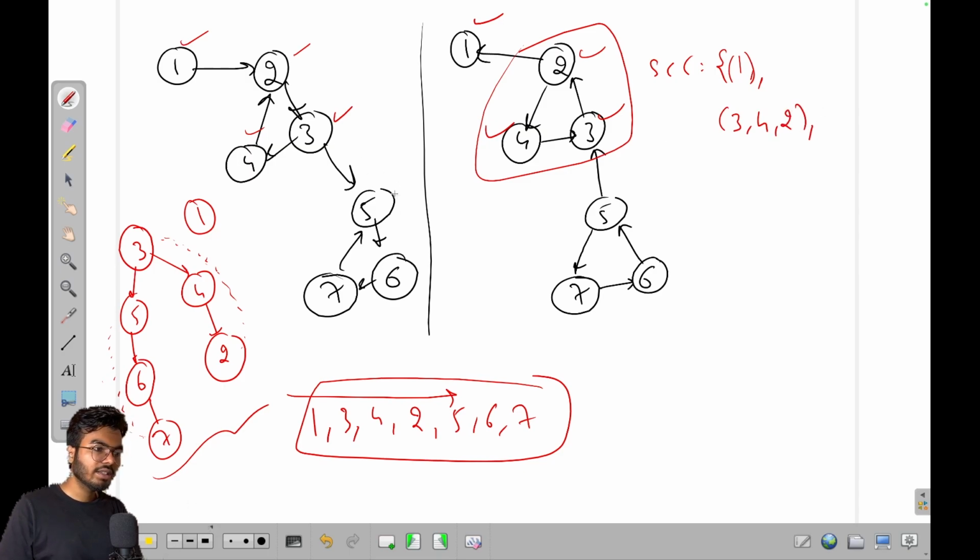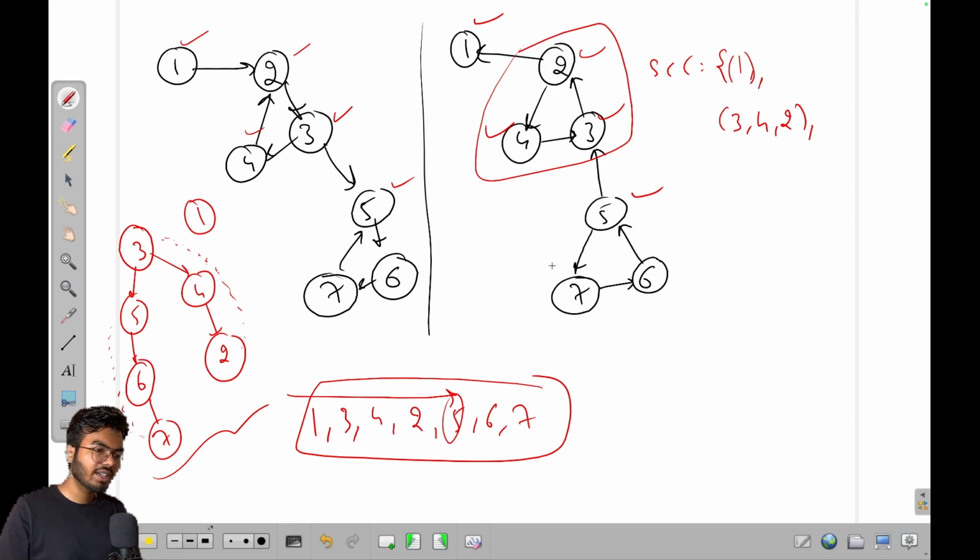Now I will reach 5. So now the next node is 5. Because these are already visited, DFS will skip them. Now I am at 5, and I will mark 5 as visited, and in the reverse graph I will check, I want to visit all the nodes that are not visited.